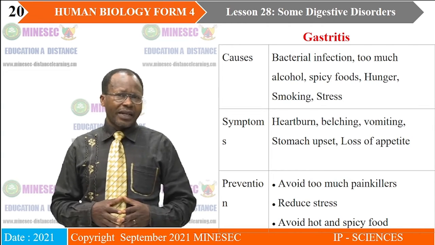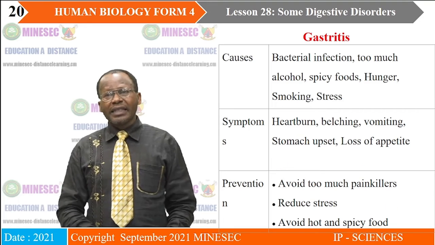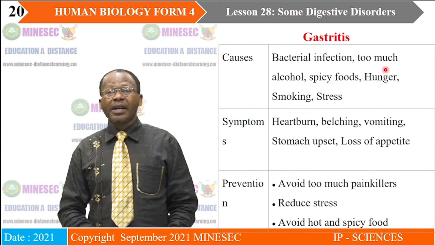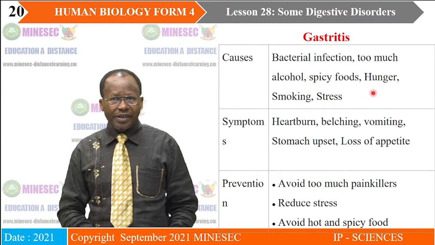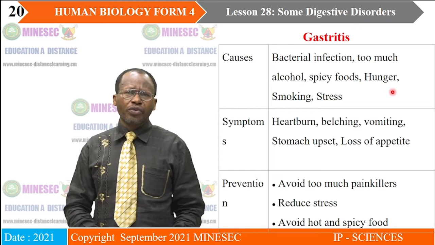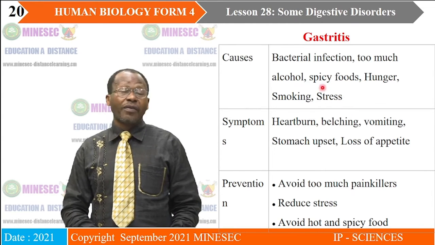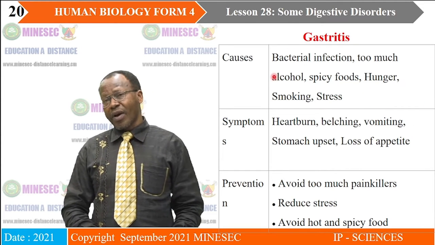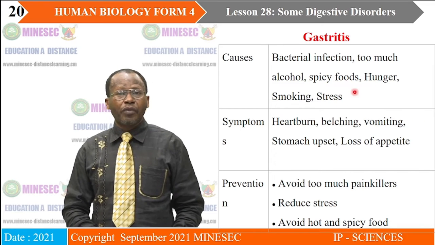Let's look at gastritis. We have seen it before. What actually causes it? It is actually a bacterial infection, and it can result from too much alcohol or a lot of consumption of spicy foods. And even when you are hungry for too long, or even smoking and stress. These are some of the causes of gastritis, but not all. But these are very common. And gastritis is quite common in our environments today, maybe because of these and much more.